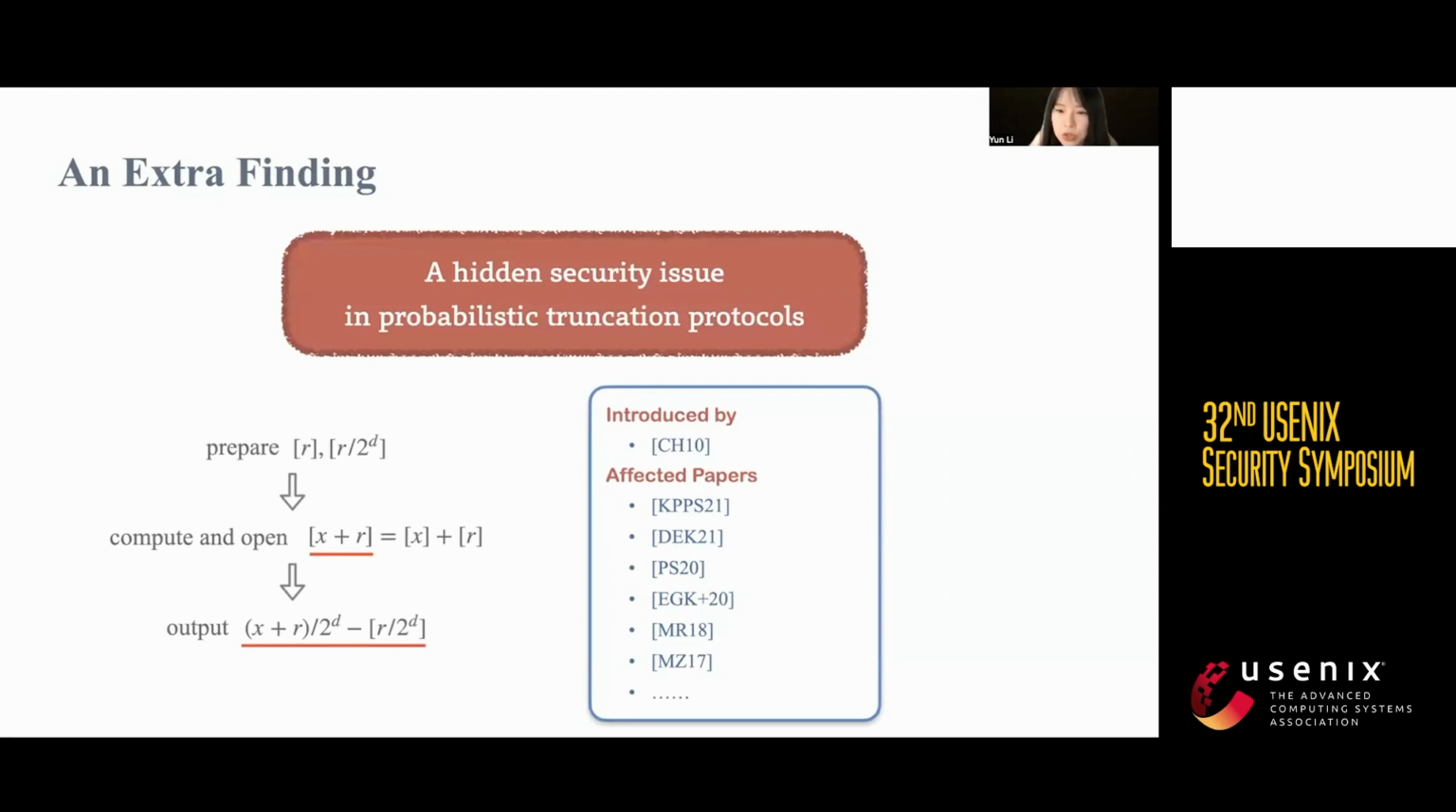This security issue was first introduced by Cheng and then used by many of the follow-up works. As a result, we may have to use exact truncation protocols rather than probabilistic ones, and this will incur more binary gates in secure DNN inference, and thus increases the need for speeding up MPC protocols over binary fields.